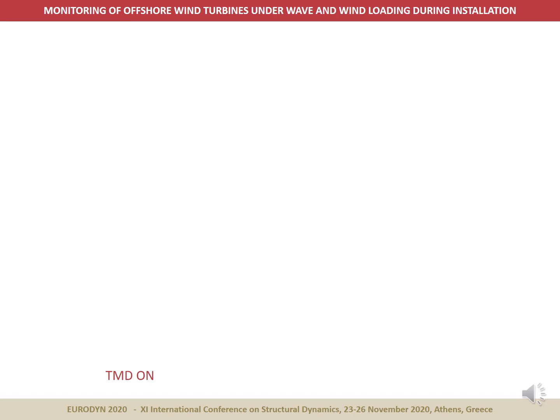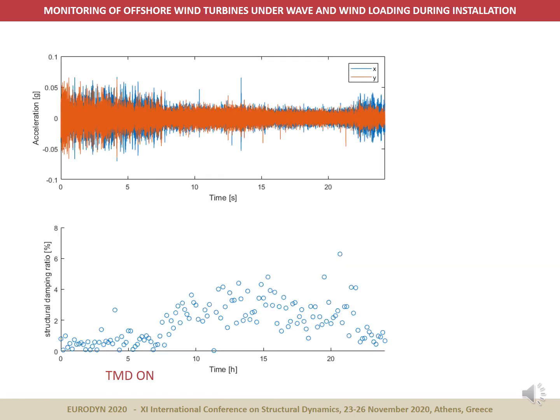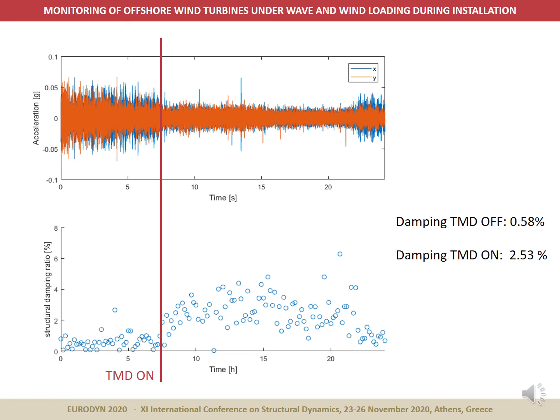Using operational modal analysis, we calculated the damping of the turbines with and without an active tuned mass damper. Without the tuned mass damper, the structural damping ratio of the turbine is approximately 0.5%. Once the tuned mass damper is activated, the structural damping ratio increased to an average of 2.5%, with outliers just below 2% and well above 4%.